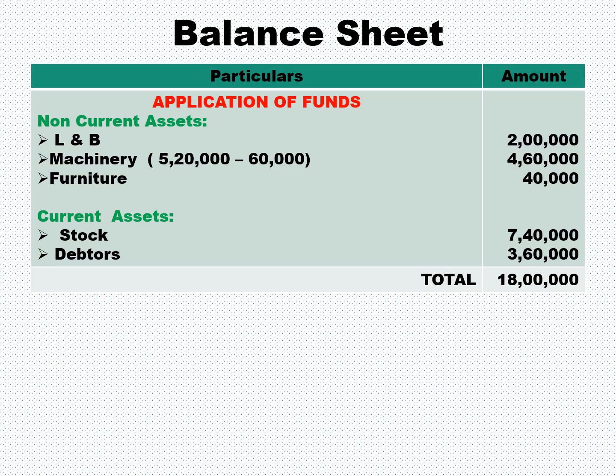So the balance sheet asset side we have land and building 2 lakh, no adjustments. Machinery 5 lakh 20,000 minus 60,000 depreciation we get 4 lakh 60,000. Then furniture 40,000, no adjustments. Stock 7 lakh 40,000. Debtors 3 lakh 60,000, both no adjustments. Thereby the balance sheet tallies at 18 lakhs.